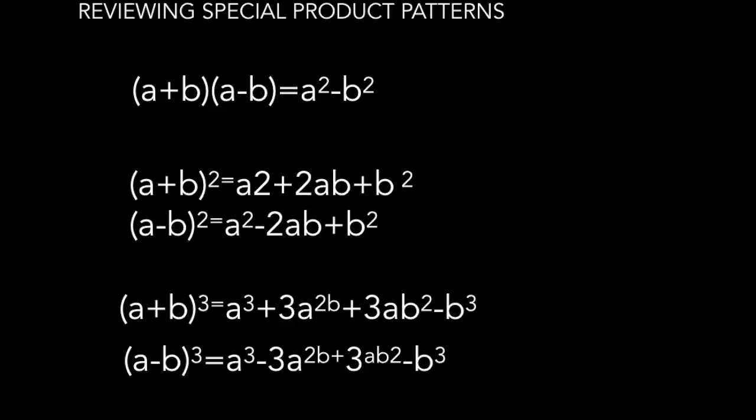A plus b cubed equals a cubed plus 3a squared b plus 3ab squared plus b cubed. A minus b cubed equals a cubed minus 3a squared b plus 3ab squared minus b cubed.